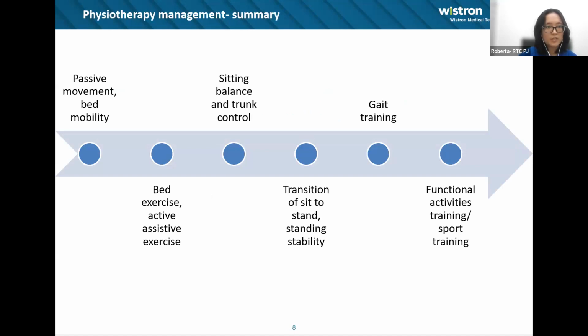Okay. So from here, I give a summary of the Keeogo physiotherapy management for stroke. If a patient is admitted to the hospital and is bedbound, we have to do a lot of passive movement and bed mobility to avoid secondary complications. Then slowly we go to bed exercise and strengthening exercise once they are more stable. Then balance and sitting control, trunk control, transition from sit to standing, and gait training up to advanced training, like going back to their work or their sport. So from sitting and balance control itself, we can start to use Keeogo.